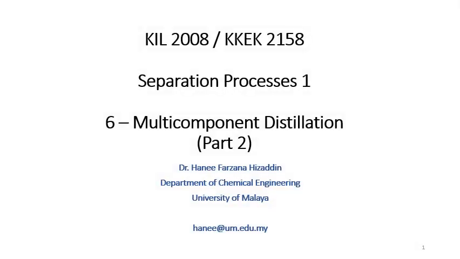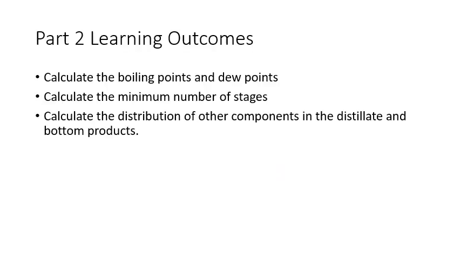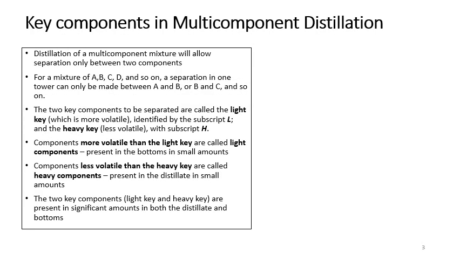Okay, let's continue with the second part of multi-component distillation. Previously, for binary distillation, you have only two components, so you can separate the two components into two different purities. Let's say you have A and B, so the top product contains mostly A and a small amount of B, and the bottom product mostly B and a small amount of A.